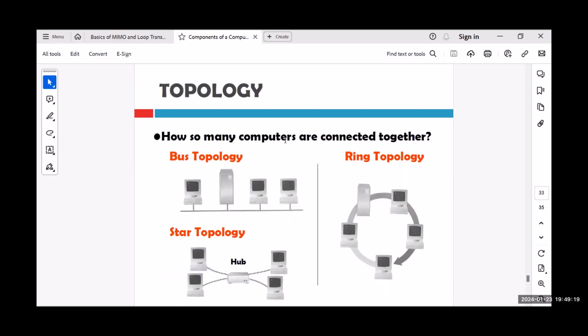Okay, so how many computers are connected together? To answer this question, we need to know the topology of the network. So here we have bus topology. We have talked about this earlier as well. This topology is known as the bus topology, right? We have a server and the computers connect to that, and they are connected via a single line. It's the bus topology. And then we have a star topology.